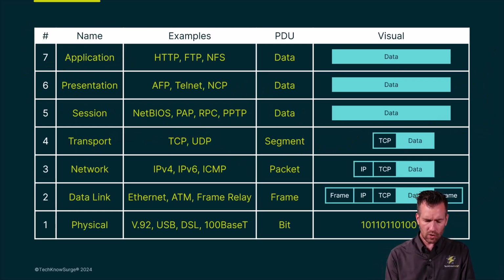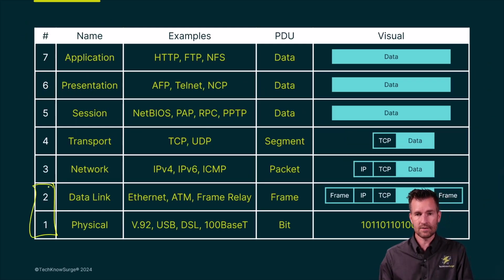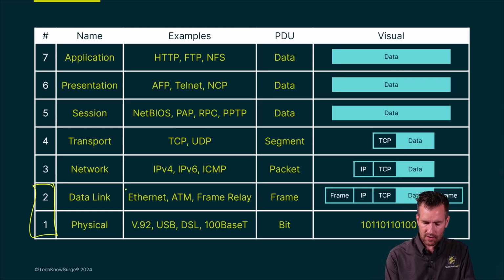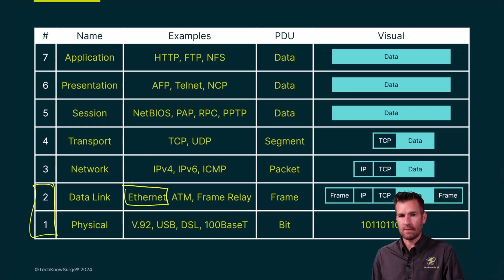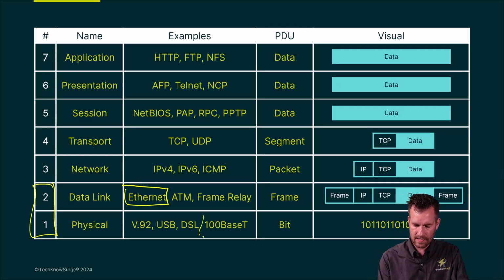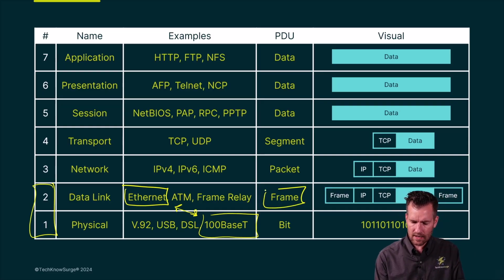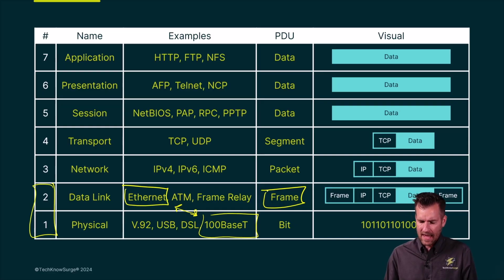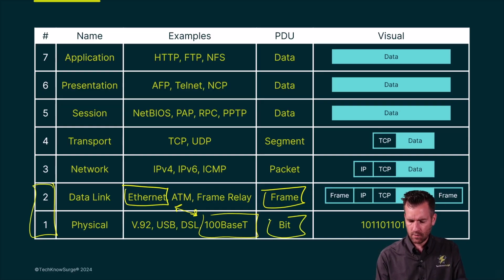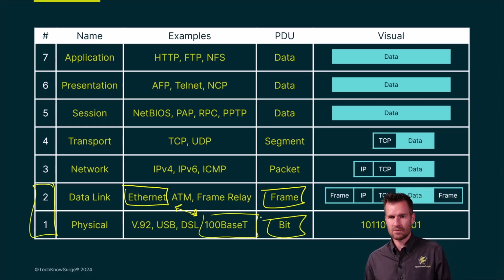And then for that local delivery, we have layers 1 and 2. With layers 1 and 2, we're going to be talking about Ethernet. And Ethernet really straddles both layers 1 and 2. So we can associate this 100BaseT and Ethernet. This is all kind of the Ethernet technology arena right here. So we just call it Ethernet here. The protocol data unit, we call this a frame. And the physical layer, we just call bits. It's a stream of bits here.